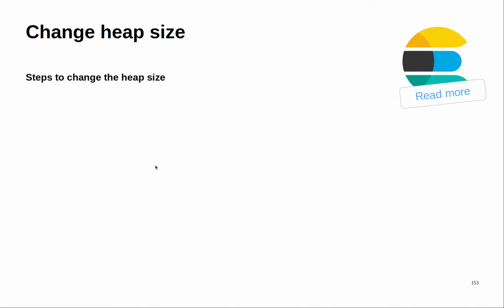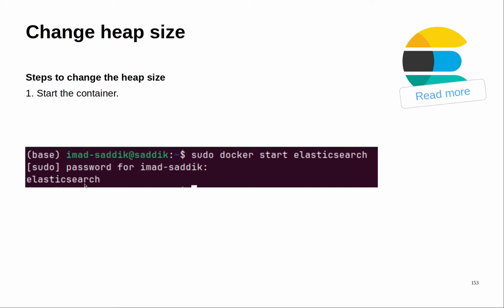Here is how you can adjust ElasticSearch's heap size. The first step is to start the container. This is how you do it. You open your terminal and run the following command. I have it here so you can just copy paste it. After that, you specify your password, and when you see this message, it indicates that the container is running.